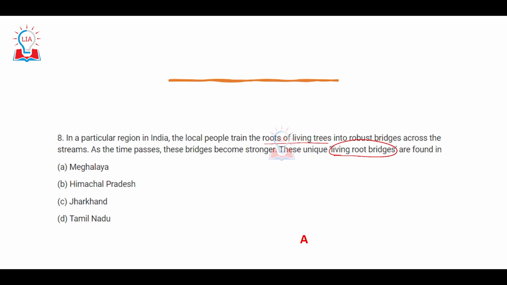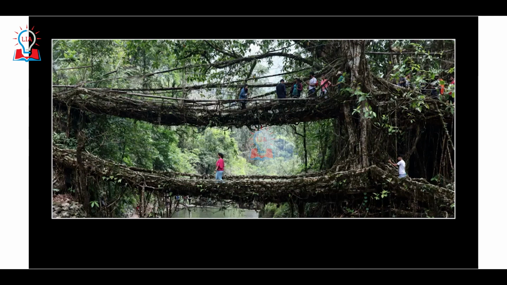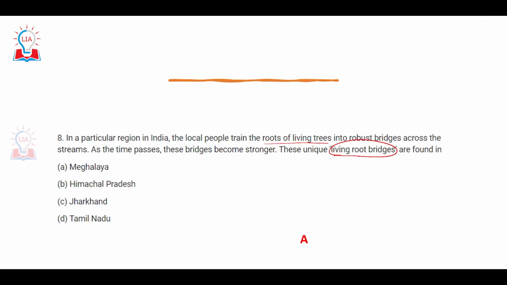So obviously again it is a factual question, and these kinds of root bridges are found in Meghalaya. If you look at this picture here, you can clearly see from the trees we have the roots coming out, and then these roots are taken all the way across the stream, and gradually they start to develop strongly on this area. And as time passes, the strength and density of these roots keep on growing, and after some time they can act as a bridge and people can use it to cross from one side of the stream to the other side.